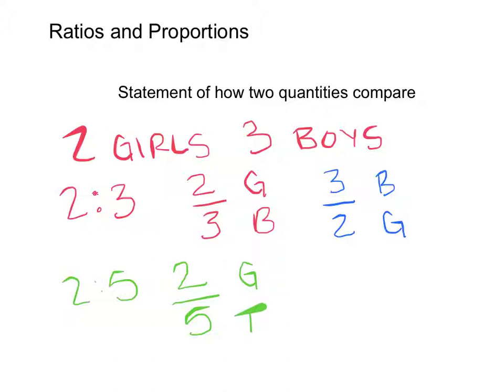You could also do this same thing with boys. So in this case, we have 3 boys. So the ratio 3 to 5 represents the ratio of boys to total. And that would be the fraction 3 over 5, which is boys to total. You want to keep that in mind when we're working through some proportion problems, because sometimes the ratio that you need to use isn't distinctly stated in the problem.